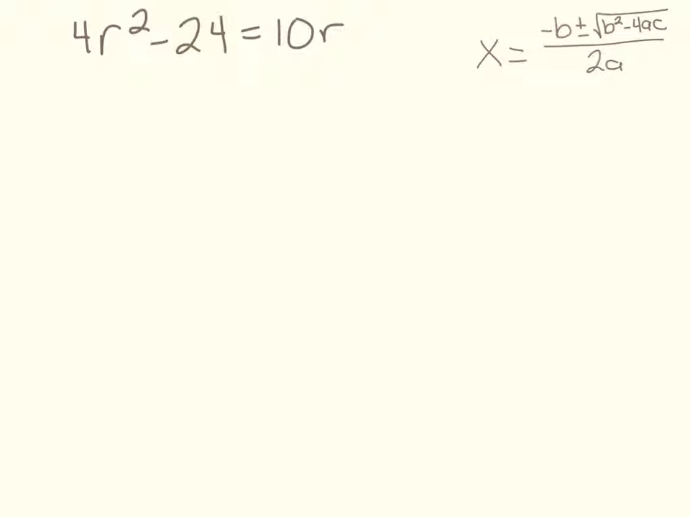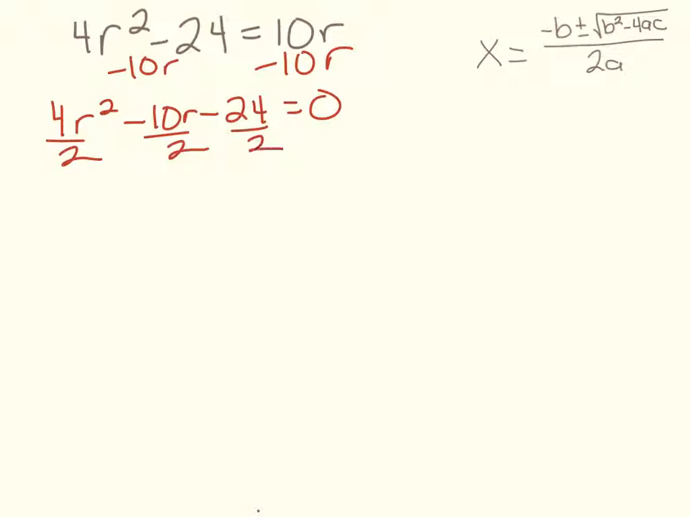Before we can identify a, b, and c, we do need to get everything on the left side. So we need to subtract this 10r here. And then when writing it, you want to make sure you put it in the correct order. Now another step you can do to simplify things, but that's not absolutely necessary, is take out a common factor. That'll give you smaller numbers to work with. Because we see all of these are divisible by 2. So that leaves me with 2r squared minus 5r minus 12 equals 0.